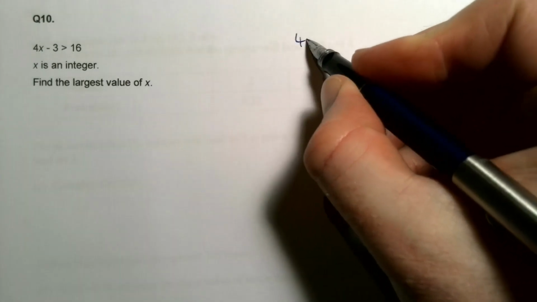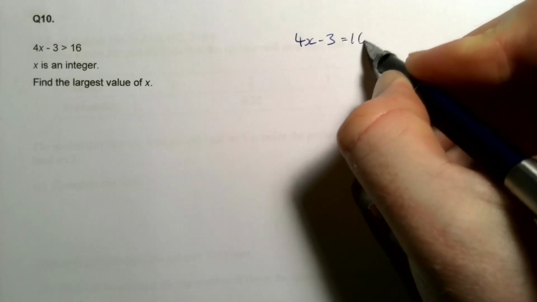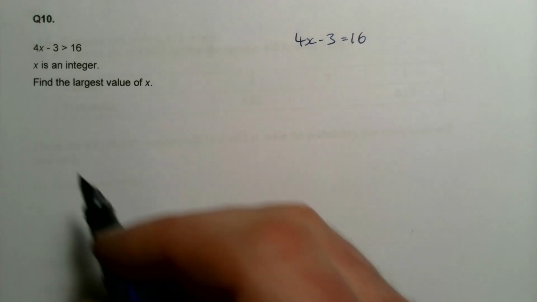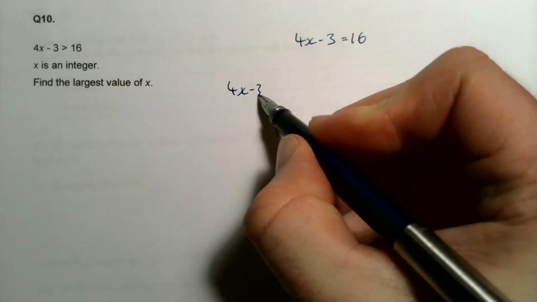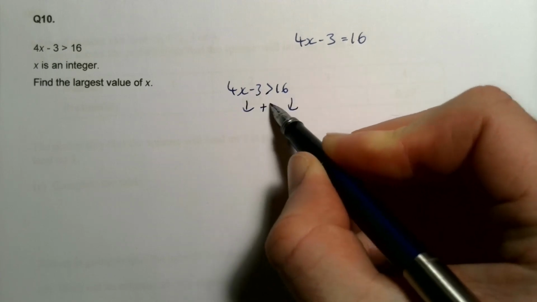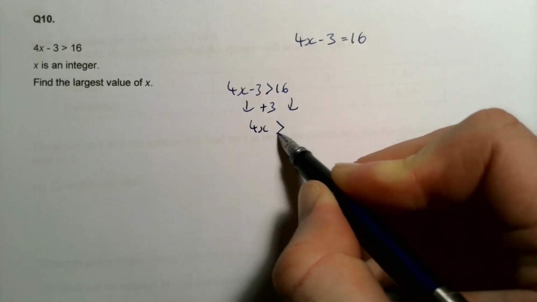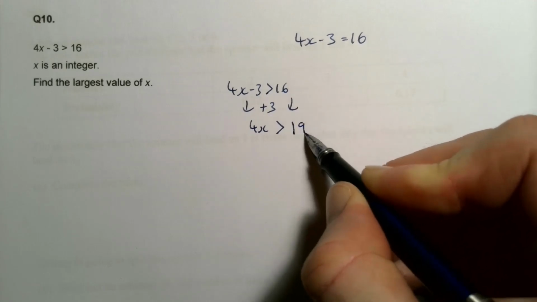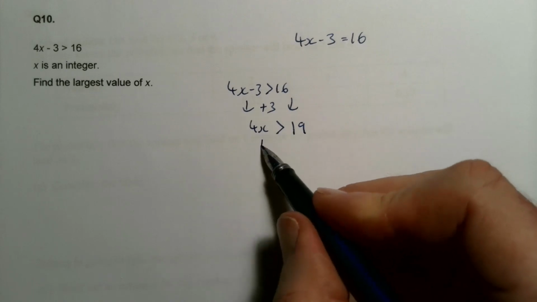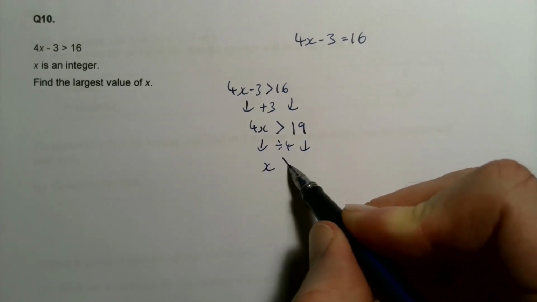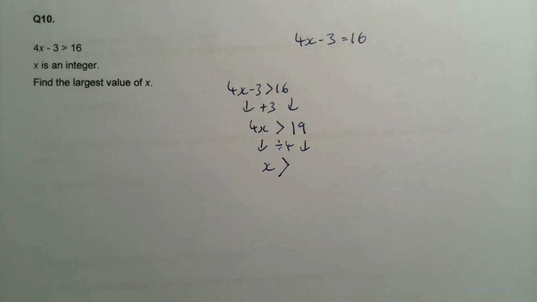Now here's a much simpler bit of algebra. Solve this in the same way that you would solve an equation. So ignore the inequality for now, and then just think about what it's asking in the answer. So the first thing to do is to add 3. So I've now got 4x is more than 19. Then I'm going to divide by 4 to get x is more than 19 over 4.